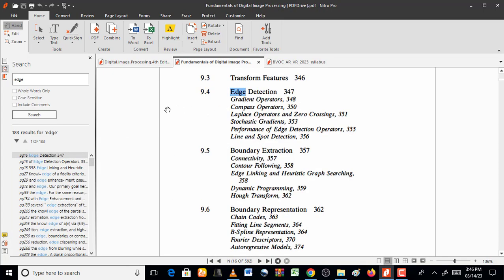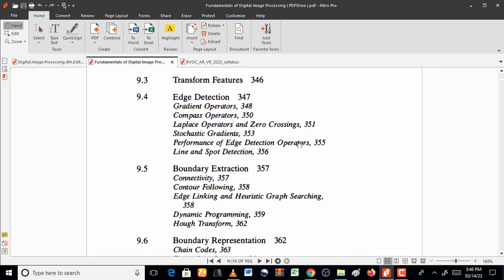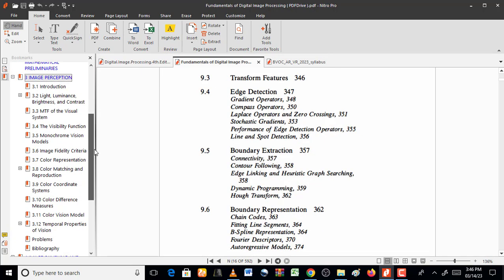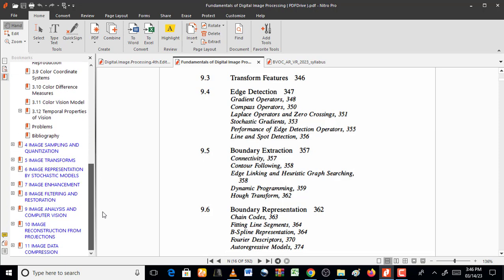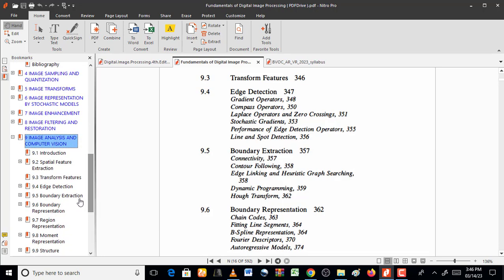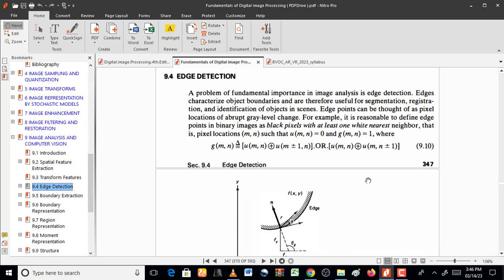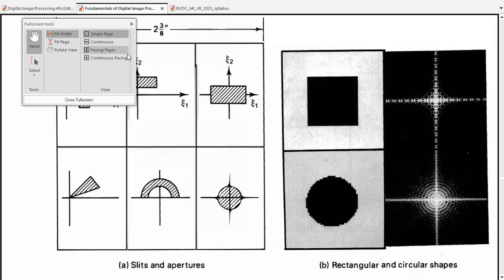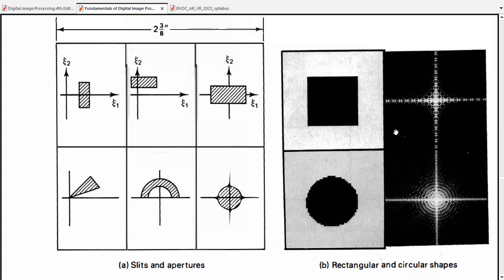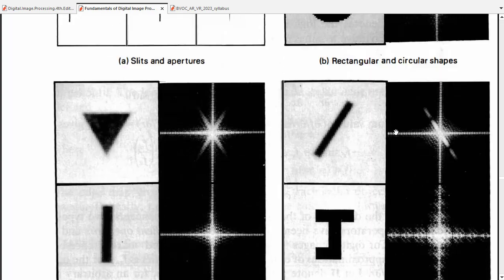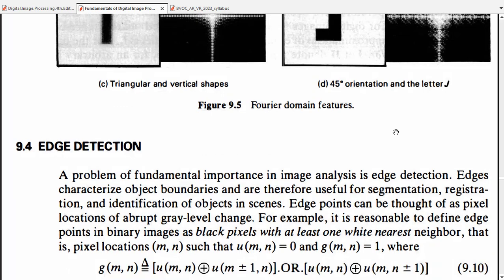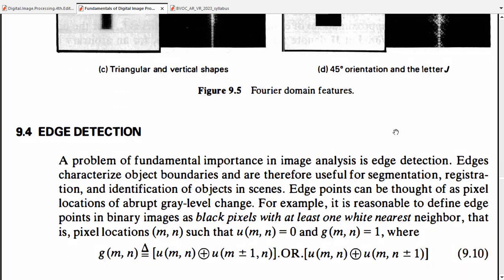I will move to the edge detection concept here, section 9.4. So what are edges? Normally an edge means the top side corner, the left side corner and the right side corner. What is the corner position?